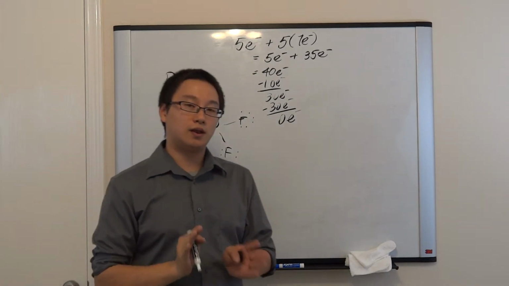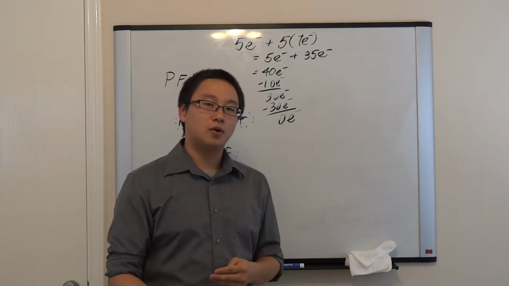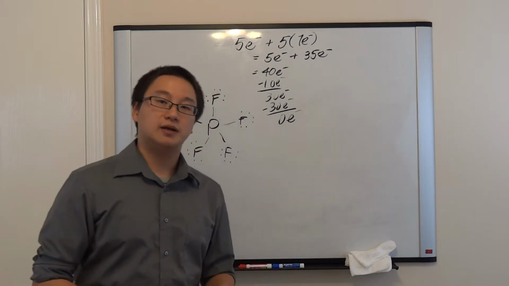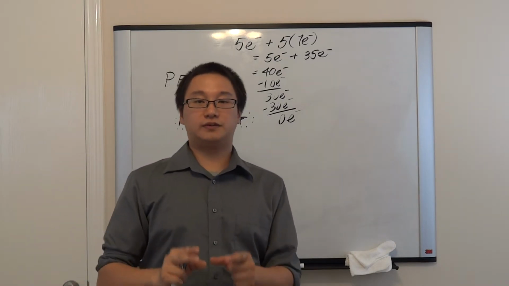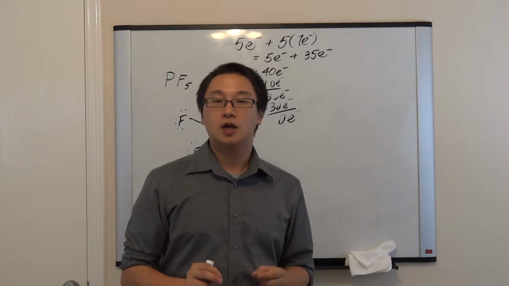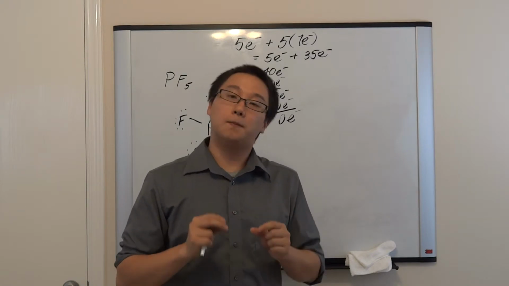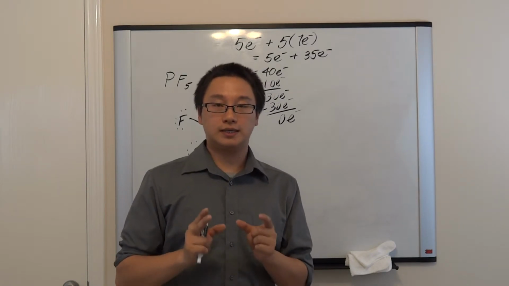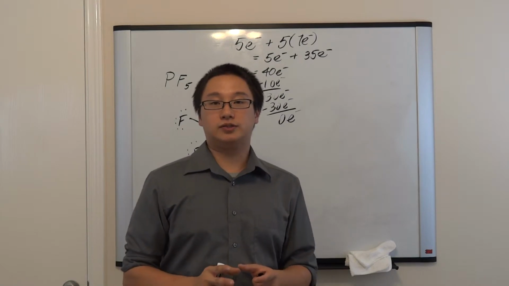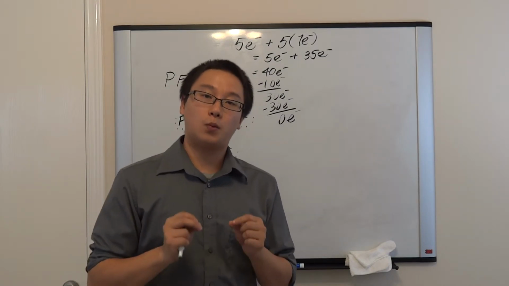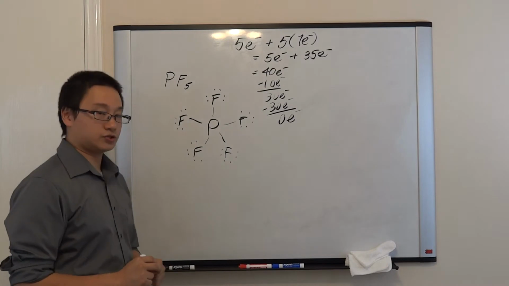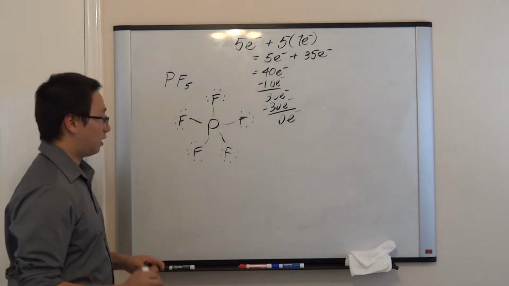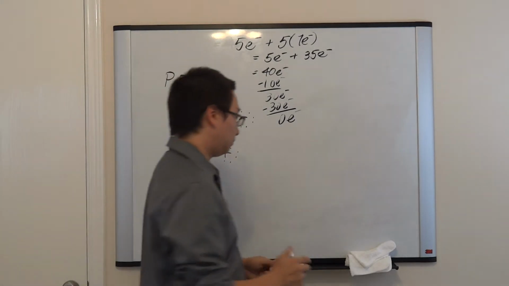10 total electrons. Is there a problem? Well, for phosphorus, if you look at the periodic table, phosphorus is in the third period. So therefore, it can take more than 8 electrons. And this is the reason why we have this structure. Okay? So let me show you another example.